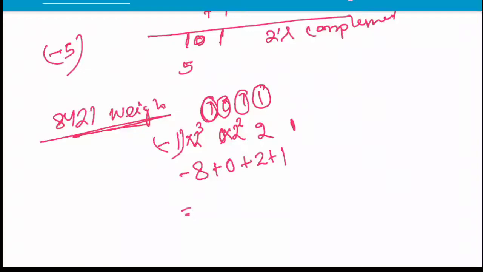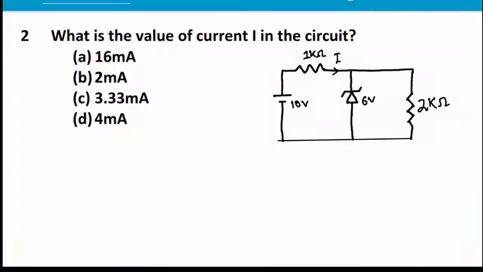So what will be this? This will be minus 5. So it also obeys the 8421 weightage rule, 2's complement form. So next question, what is the value of current I in the circuit? Here is the current I, here is the circuit, and circuit is containing a Zener diode. So what is the current I?